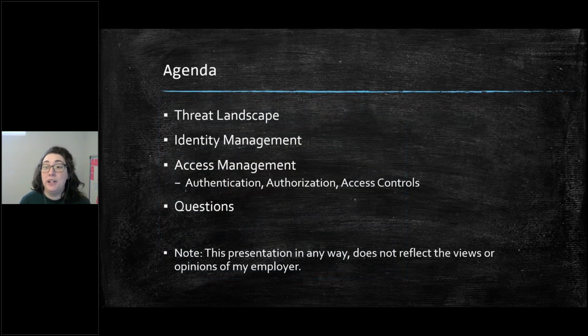So the agenda for today: I'm going to talk about the threat landscape. I'm going to show you some images on where you see identity and access management come into play. We want to understand why it's important and how it really does show in data breaches. People don't realize how much identity and access management actually exists in data breach research and data analytics. Then we're going to talk about identity management and best practices. And then we're going to do some access management, authentication, authorization, and access controls. I'm going to glance over those a little bit. I could probably do a presentation on every single one of those separately, so again, just covering the basics here. Then we'll do some questions. And just to note, this presentation in no way reflects the views or opinions of my current employer.